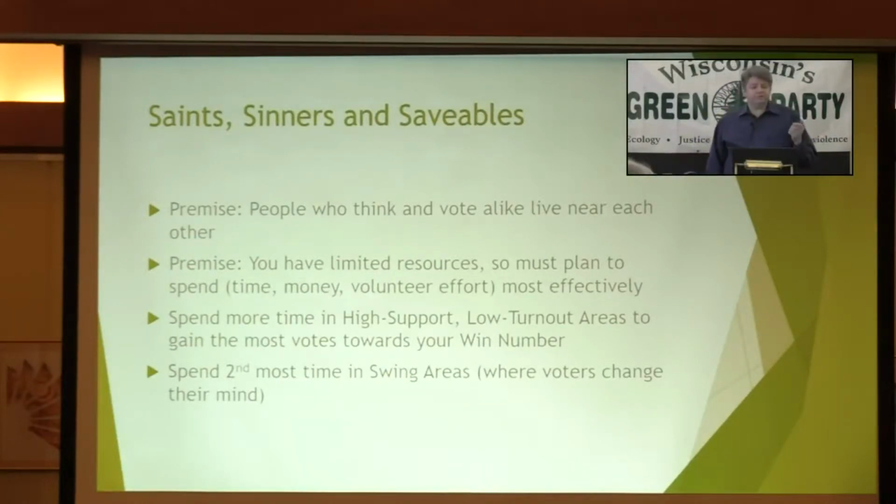What you want to do is spend your time in high support, low turnout areas. Why? Because you can get more people to turn out in those areas. And then you want to take a look at some other areas. Your second most valuable time spot is swing areas. People that are not staunch advocates for you or staunch advocates for them. They're kind of swinging in the middle, because those are convertibles. Those are savables. So you kind of grid it out, which is one of the tools that you can use.